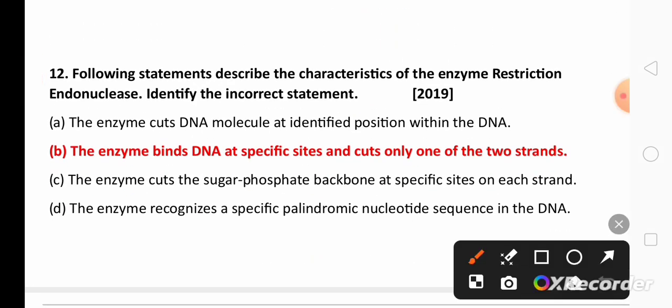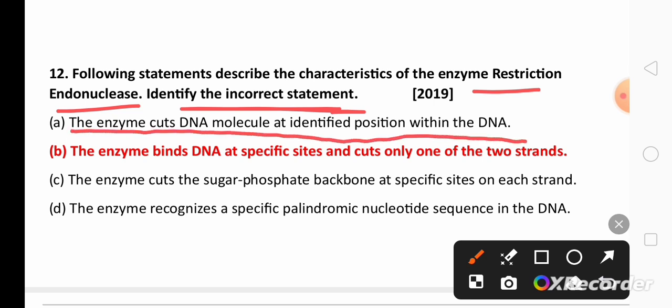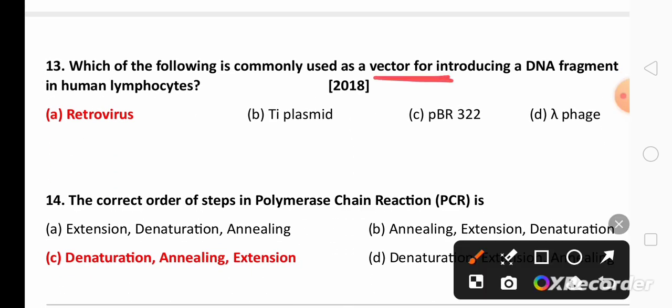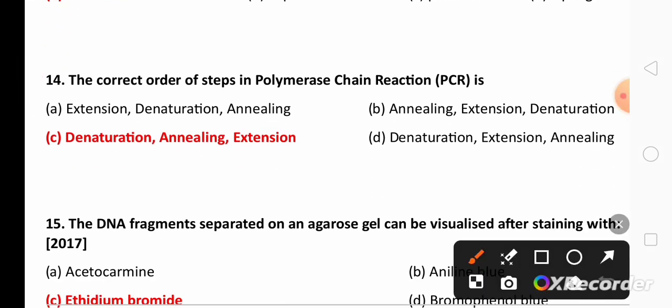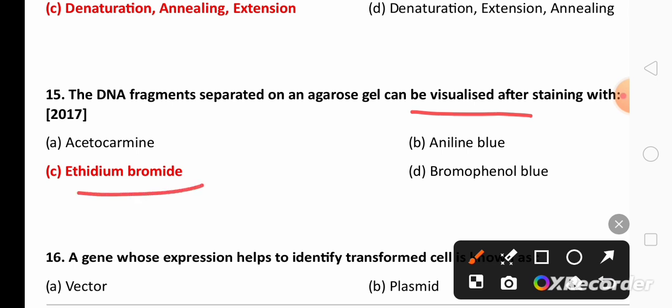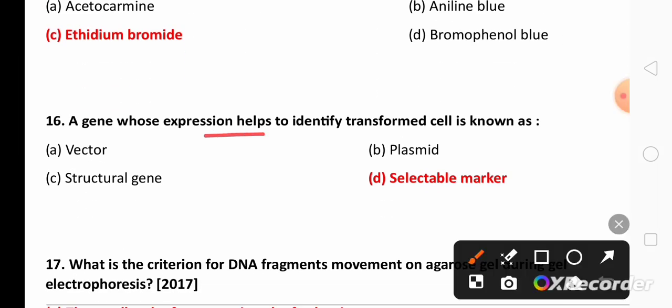The following statements describe the characteristics of the enzyme restriction endonuclease. Identify the incorrect statement. The enzyme cuts the DNA molecule at an identified position within the DNA. This is the right statement for endonuclease. The enzyme binds DNA at a specific site and cuts only one of the two strands. No, this is the incorrect statement regarding endonuclease. Which of the following is commonly used as a vector for introducing DNA fragments in human lymphocytes? It is the retrovirus; a disarmed retrovirus is used. The correct order of PCR, polymerase chain reaction: the first step is denaturation, the second is annealing and the third is extension. The DNA fragments separated on agarose gel can be visualized after staining with ethidium bromide and exposure to UV light. The gene whose expression helps to identify transformed cells, the recombinants, is the selectable marker.